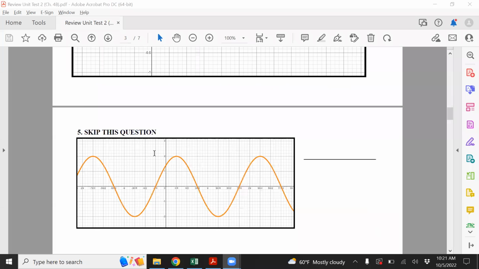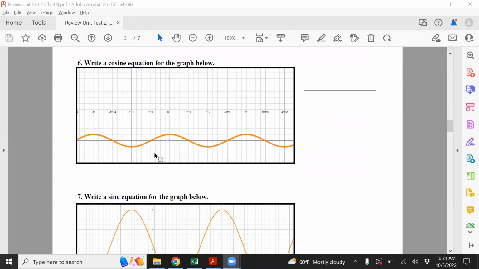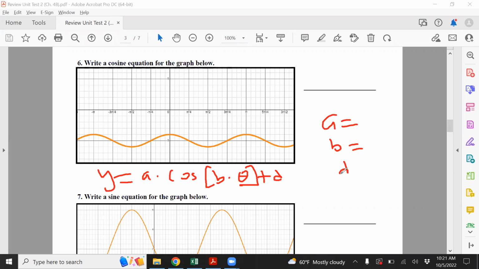All right, let's do writing an equation. Let's do a cosine one. Let's do number 6. Okay, so I will give you this: y equals A times cosine bracket B times theta bracket plus D. Or you can use x instead of theta, I don't really care. Okay, so let's figure out what A, B, and D are.